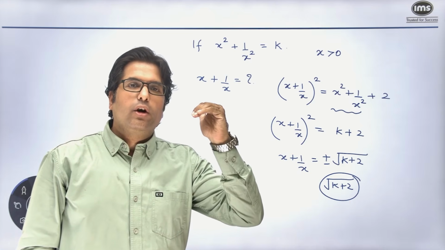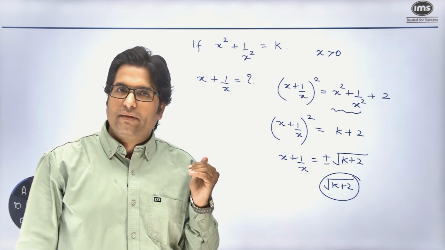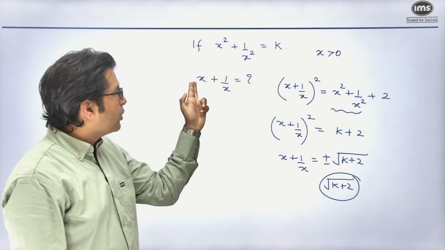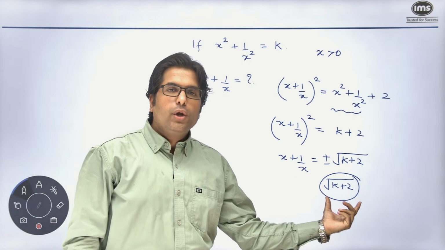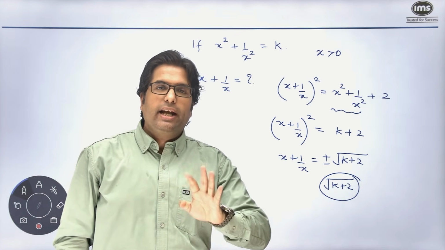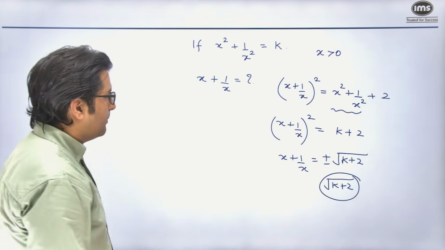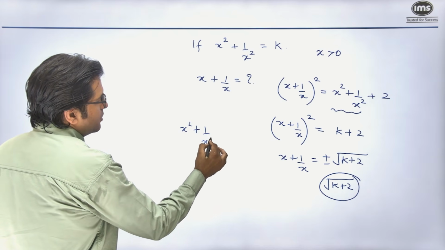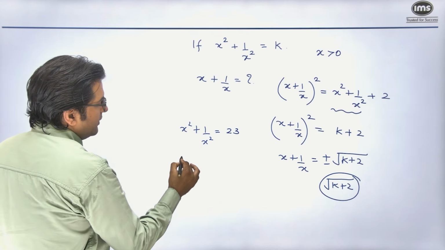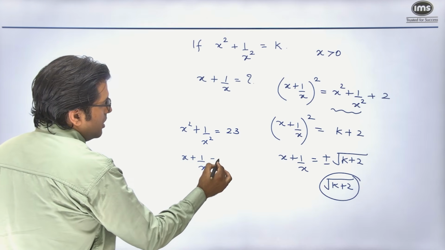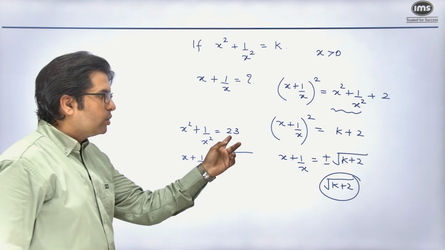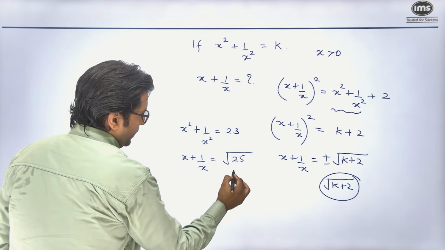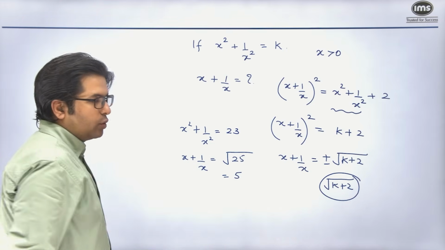If you want to go down from square till power 1, from x square plus 1 by x square being given a certain value, you need to calculate x plus 1 by x. All you need to do is add 2 and take the under root of the right hand side. Let's take an example. Suppose we are given x square plus 1 by x square to be equal to 23, and we are asked what is the value of x plus 1 by x. What you need to do is simply add 2 to this 23. 23 plus 2, 25. Take under root of 25, which comes out to be 5.